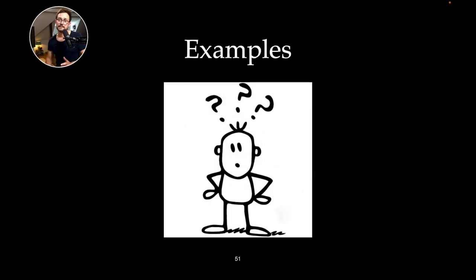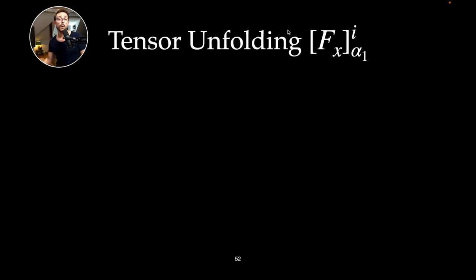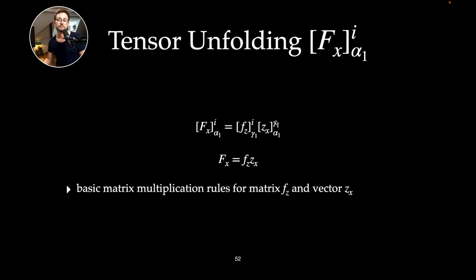Now, sounds confusing, let me give you some examples. How would I tensor unfold all first order partial derivatives with respect to the alpha 1th state variable? How would I put those in a matrix? This was the equation given by Faà di Bruno's formula, and again we have Einstein summation notation. In the unfolding into a matrix, the rows correspond to the model equations i, and the columns correspond to alpha 1 being 1, 2, 3, etc., a natural ordering right here. And this is exactly the definition of matrix multiplication rules. So basic matrix multiplication rules can be used to unfold expressions like this.